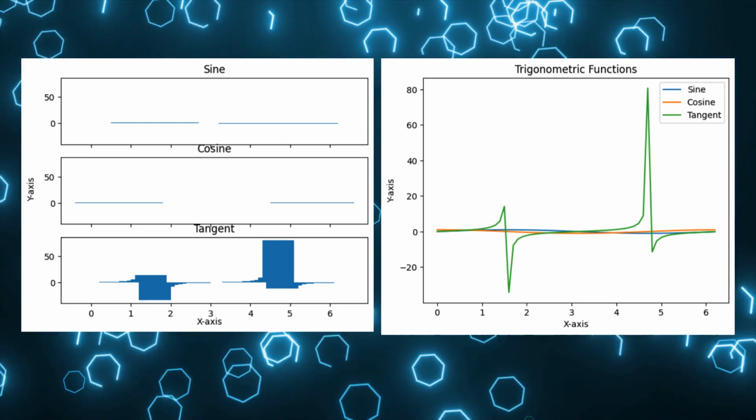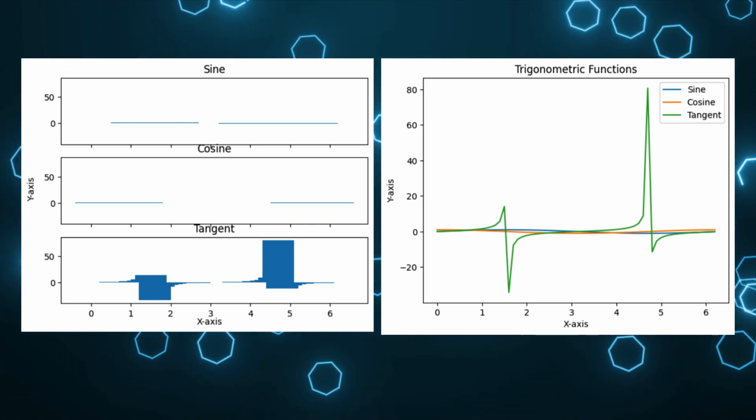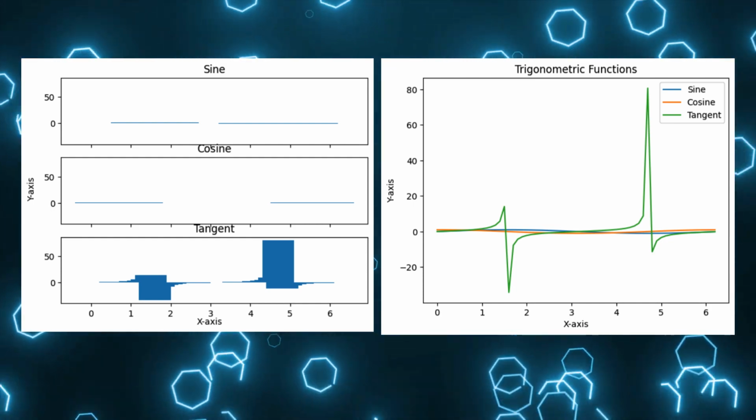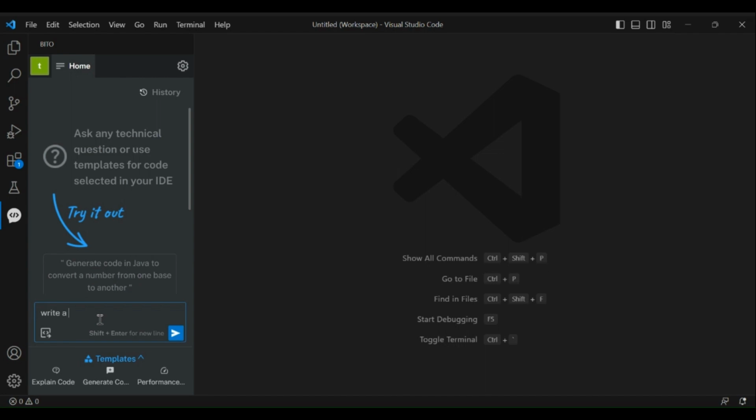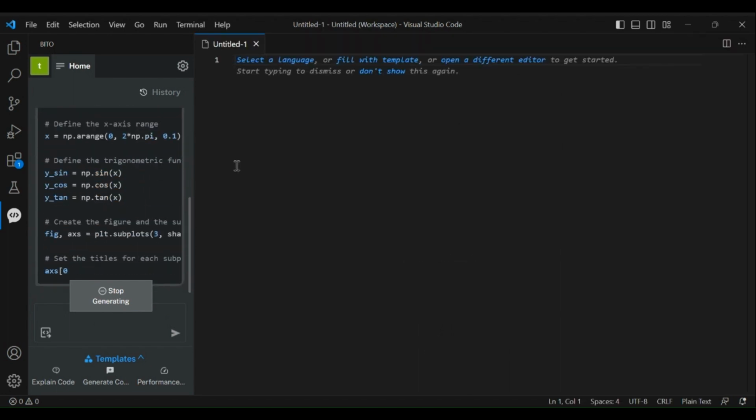Today I will show you how to generate complex graphs easily using AI in VS Code Editor. Firstly, let's generate a graph of trigonometric function, and then we will modify the code using AI to generate different graphs. So, we will give the prompt: write a code to generate a 3-axis bar graph to plot trigonometric function, use Python and Matplotlib library. Let the code generate. We will have to wait some time for the code generation to complete.